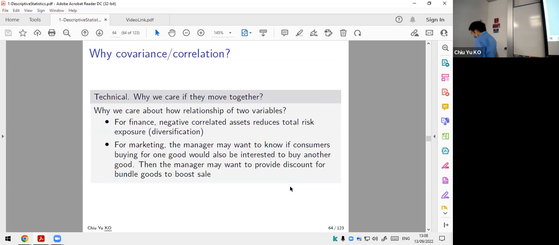So the last thing is why we care about the correlation coefficient or covariance. Why we care about things moving together.